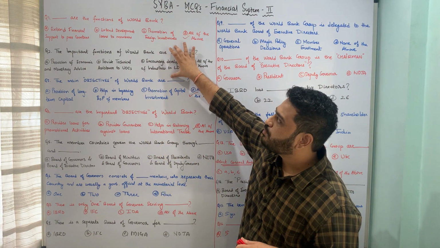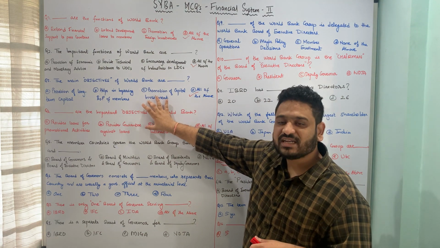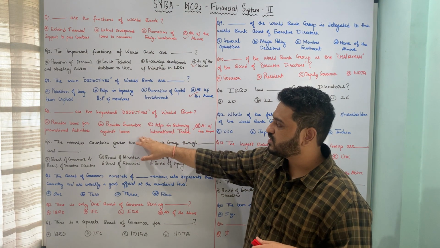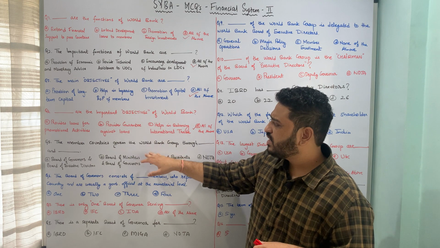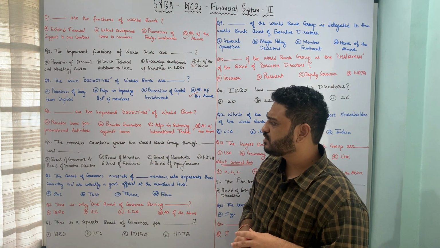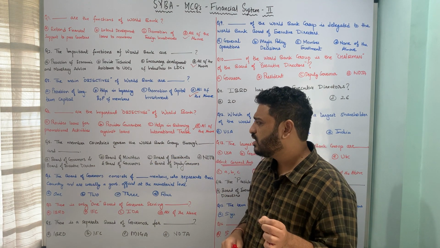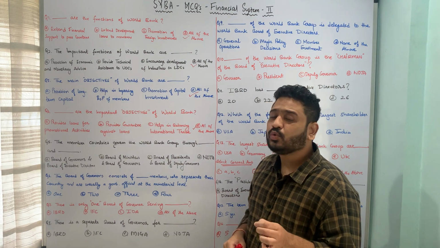So we have seen 6 important functions and 6 important objectives of World Bank in the first 4 questions. I hope the questions are clear. Let us now move to the next one. The next one is, the member countries govern the World Bank group through dash and dash.